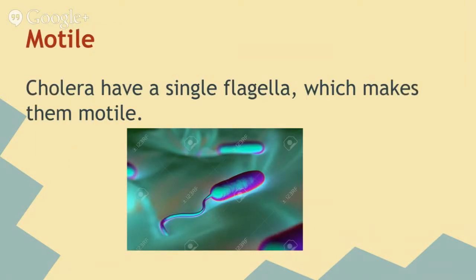Cholera is motile because it has a flagellum on the end of it. The flagellum helps cholera live in the environment it has chosen, which is water. That obviously helps it move around and find better places suitable for living.